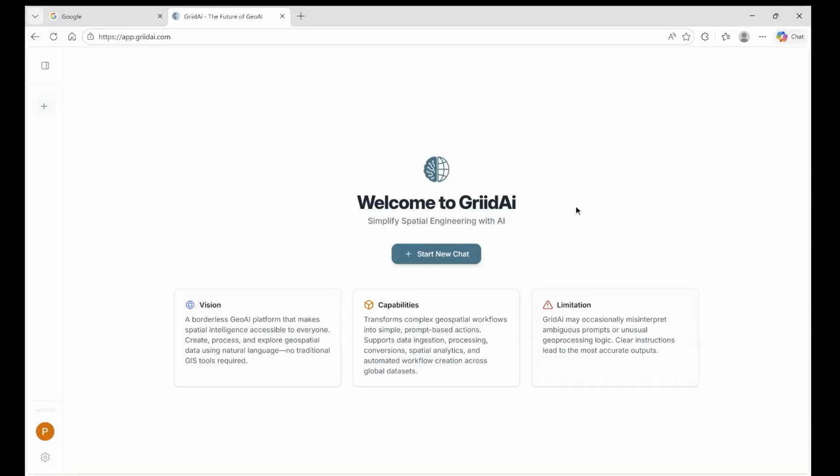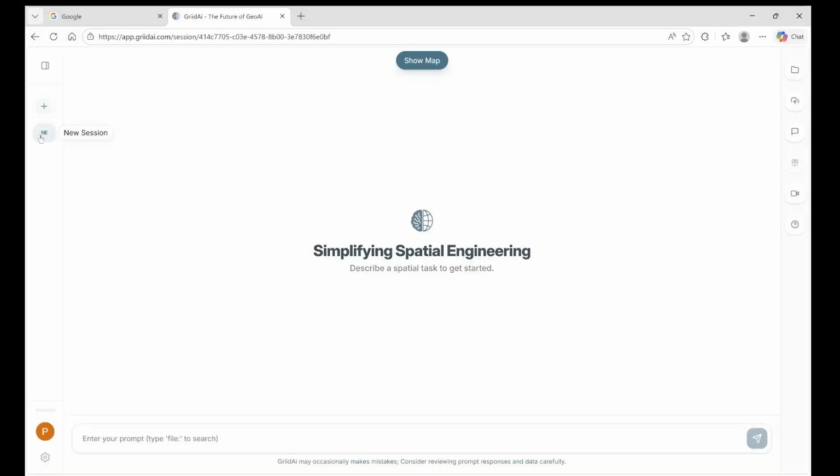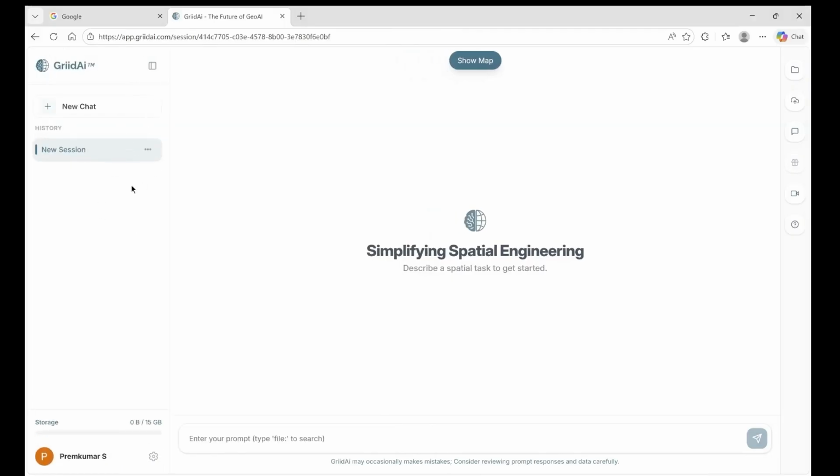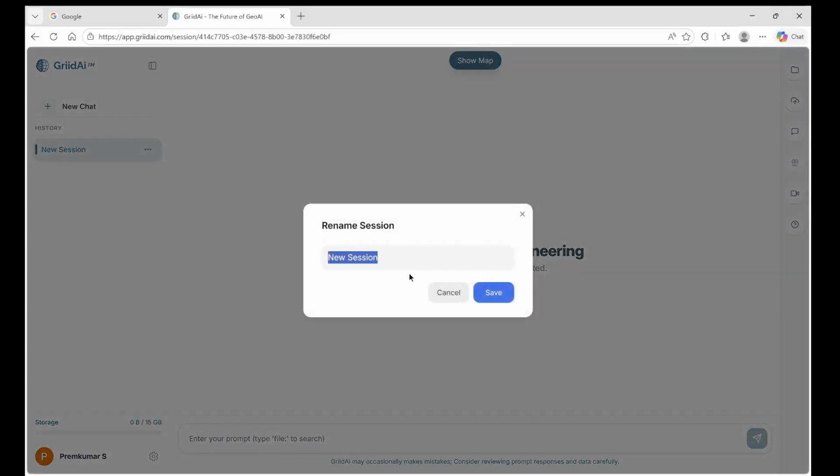So now in today's experiment, we'll be starting on sea level rise. So let us start a chat session. Here you can see we can add multiple chat sessions, but currently let me rename it as sea level analysis.